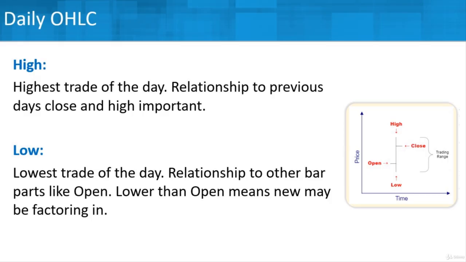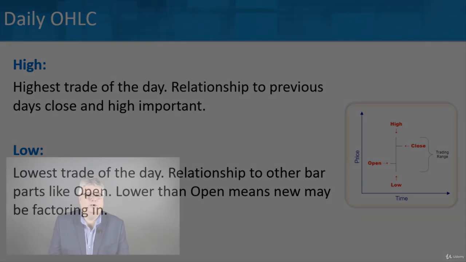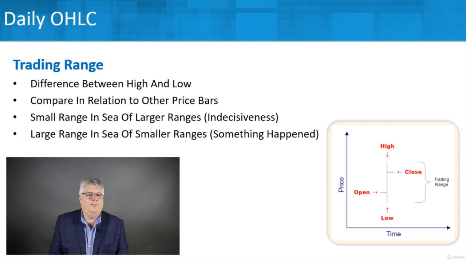So the price bar can tell you quite a bit, and that trading range can tell you quite a bit too. How big is the difference between that high and low? Is it a really short difference between the high and low, or is it a really long vertical line going up, where there's a wide range of prices that things are being sold at? So you want to compare that in relation to other price bars that are preceding it.